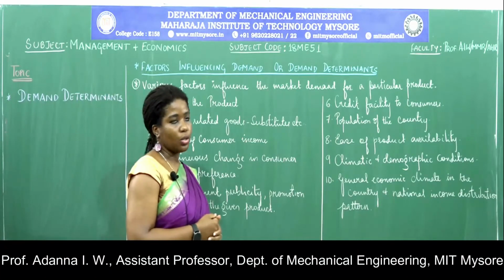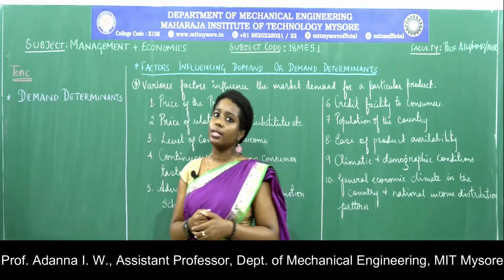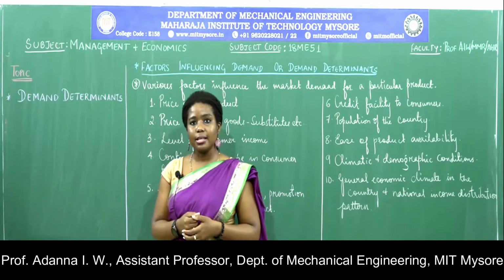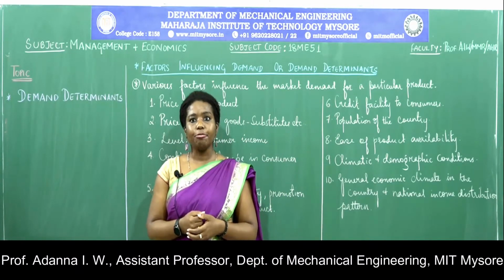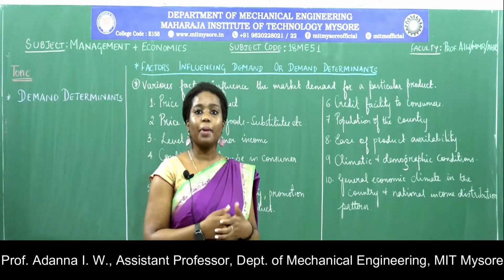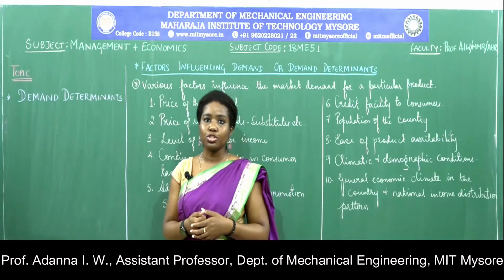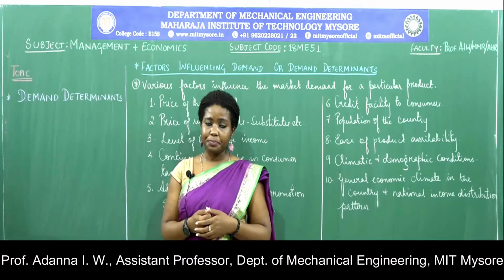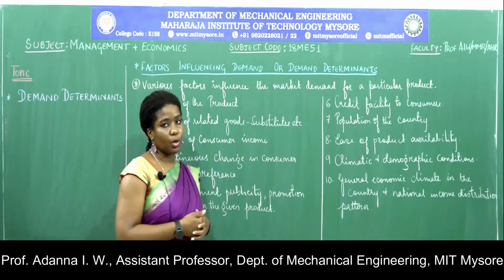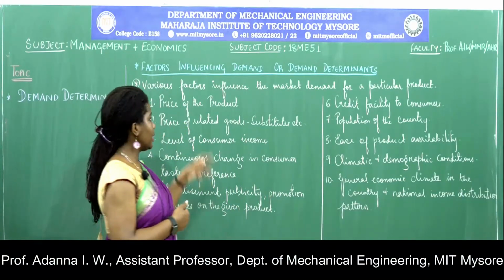Already we have seen that the demand is inversely proportional to the price of the product. If the price increases, demand will decrease. And if the price decreases, the demand will increase. So depending on the price of the product, the demand for the product will be determined. What is the next one?